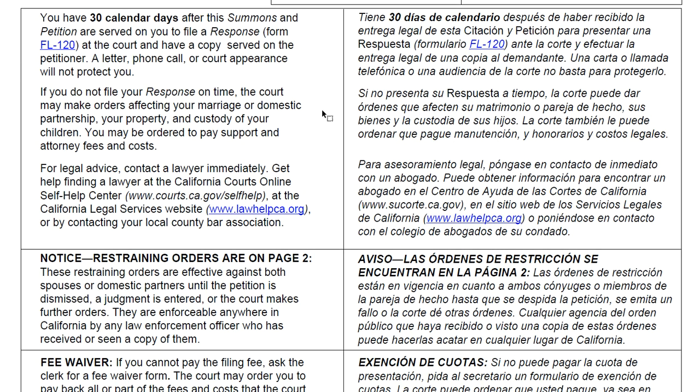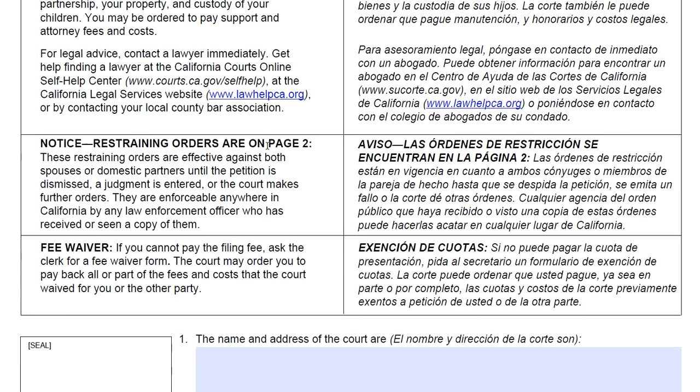The summons will tell the respondent some important information, including the fact that they have 30 calendar days to file a response. That date is also important for the petitioner. If there is no response within the 30 days, then the petitioner may ask the court for a default judgment. So make sure that as petitioner, you know when the respondent was served so that you can move on to the next step in the process. And if you're the respondent, make sure you keep track of the time from the date you are served so that you can file a response in the proper amount of time.